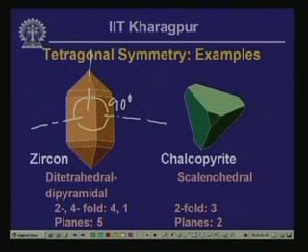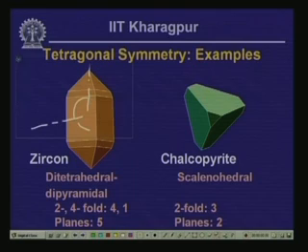Now it is also obvious that the axis from top to bottom is longer than the other two axes in this case. So you can see why zircon gets categorized as a tetragonal crystal. All right.